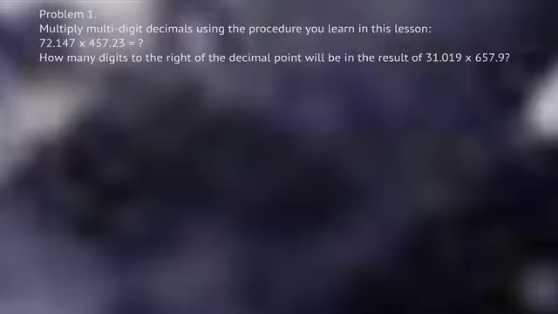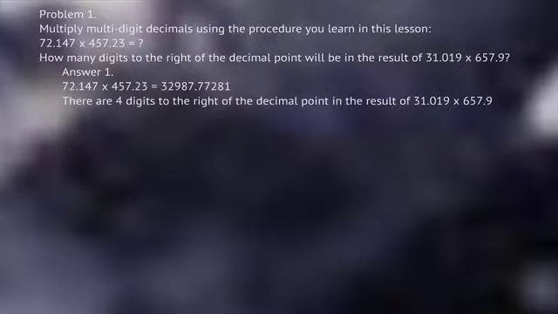Let's try a few problems. The first problem, multiply multi-digit decimals using the procedures you learned in this lesson. 72.147 times 457.23 equals what? How many digits to the right of the decimal point will be in the result of 31.019 times 657.9?